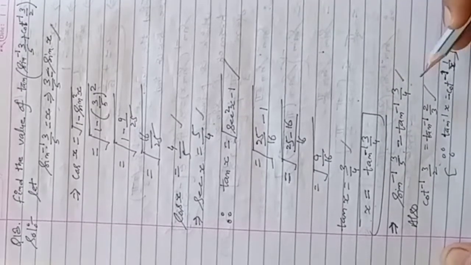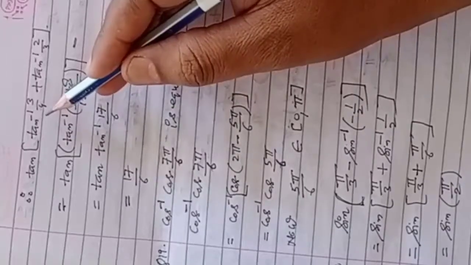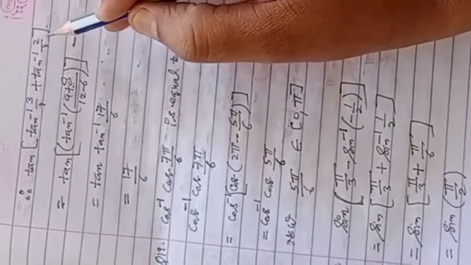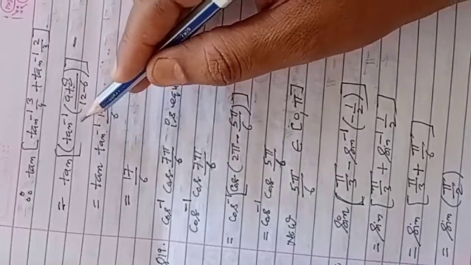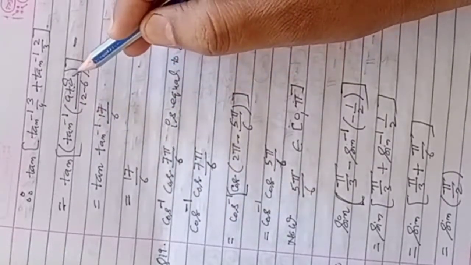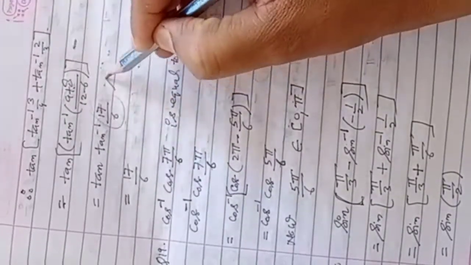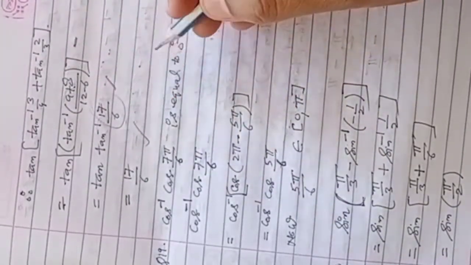We change it in tan. Now tan inverse 3 upon 4 plus tan inverse 2 upon 3 is equal to tan inverse, after solving it will come 17 upon 6. So 17 upon 6 is the required answer.